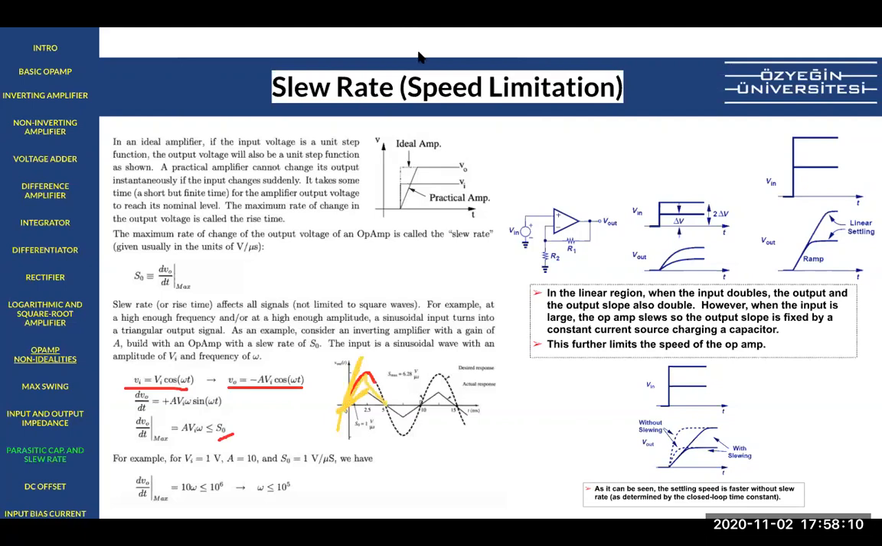Your circuit, design circuit, slew rate will host your input and output signals. If your output signal slope is less than slew rate, yeah, it's great. If it is not, your circuit will not function well. It will not host your input well.